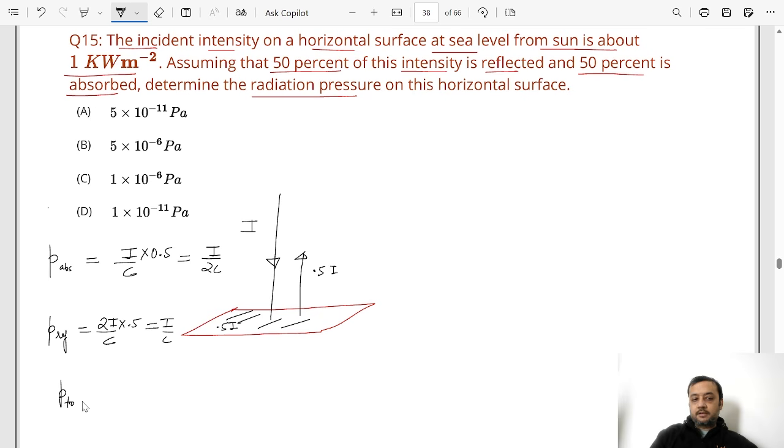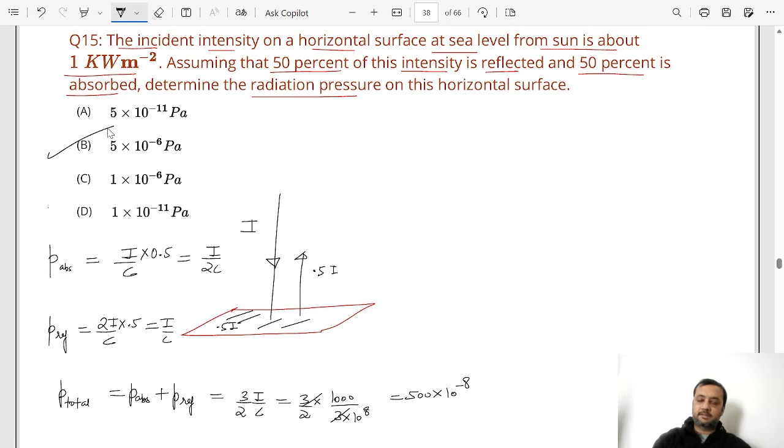So total pressure will be P due to absorbed plus P due to reflected. That means 3 by 2 I by C. Okay. Now I is how much? 1000, because this 1 kilowatt means 1000 watt per meter square, and C is 3 into 10 to the power 8. So how much does this become? 500 into 10 to the power minus 8. So that means 5 into 10 to the power minus 6 pascals.